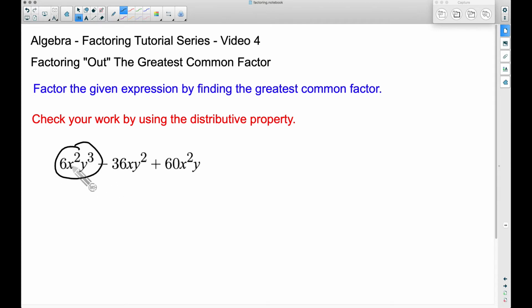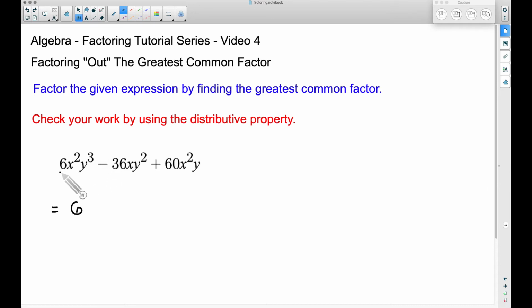In this term here we have x's and y's, and notice we have the same thing in this term here and this term here. But keeping the same concepts in mind that we've discussed in videos 1, 2, and 3, if we look at these 3 terms, let's focus on the numbers. If you look at 6, -36, and 60, the biggest number that will go into all of these numbers, well, let's think about that. 6 goes into itself, 6 will go into 36 or -36, and 6 will also go into 60. It turns out the greatest common factor, the number, is going to be 6. So let's pull that 6 out.